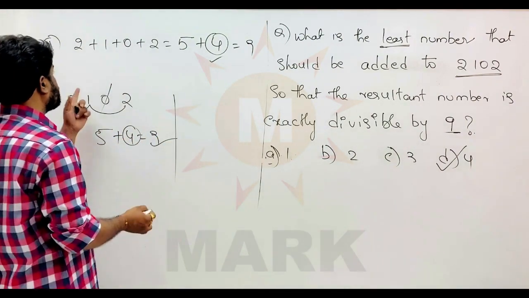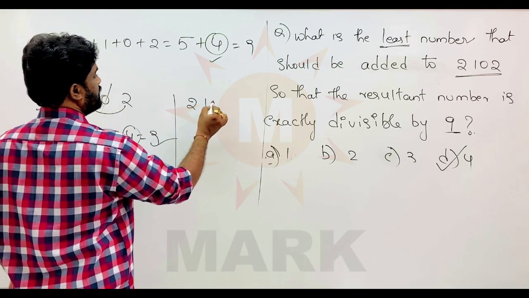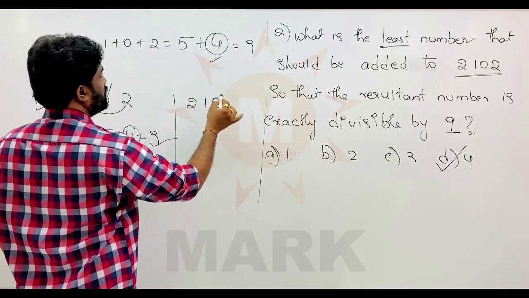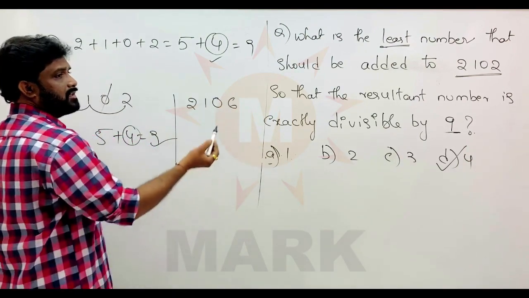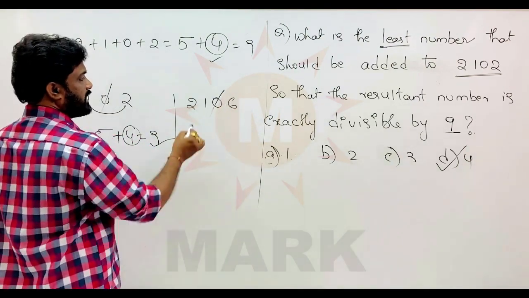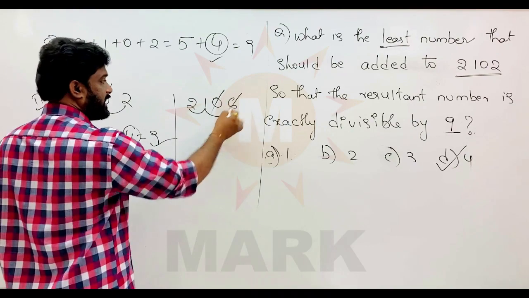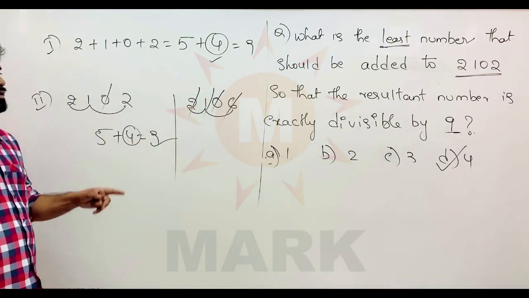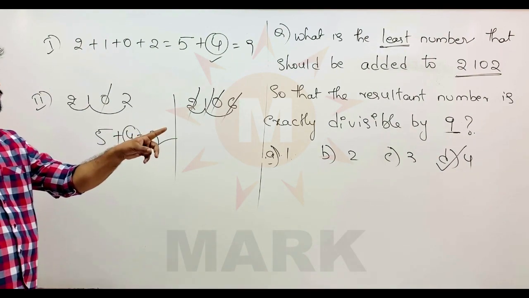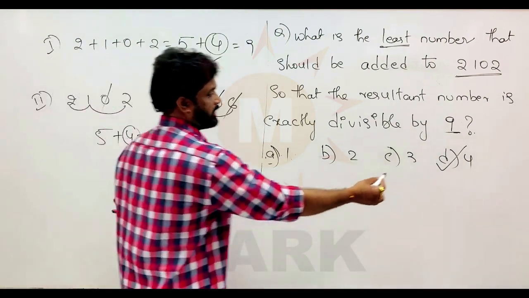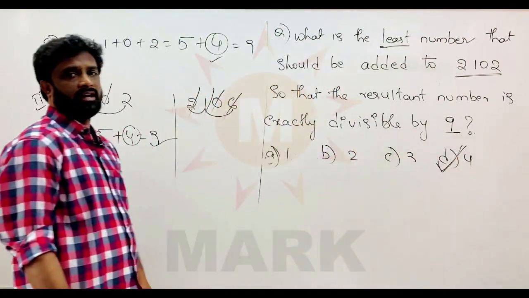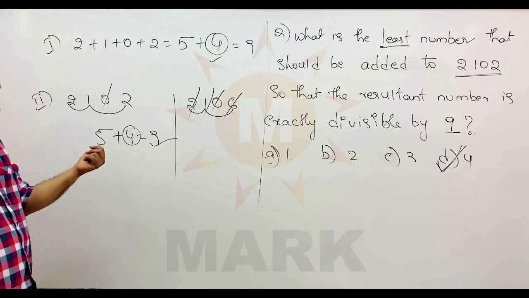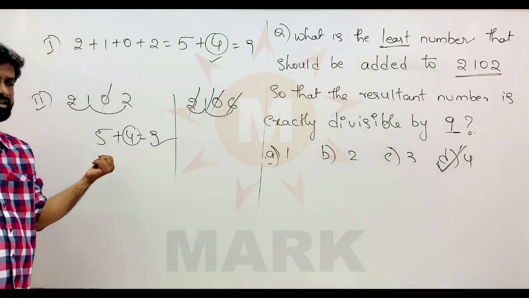If I add 4 to this 2102, it will become 2106. Now if I check, the zeros are getting cancelled, and 2 plus 1 plus 6 makes 9, so I am striking it off. So if the same question is given for the divisibility rule of 9, then 4 will be the correct answer. We have seen it with the help of the digit sum technique, and also with the cancellation, striking off method.